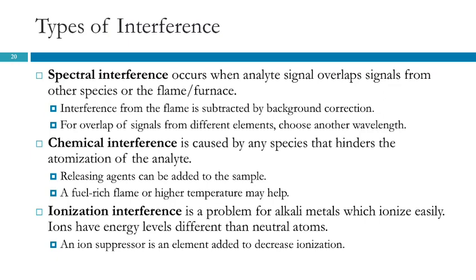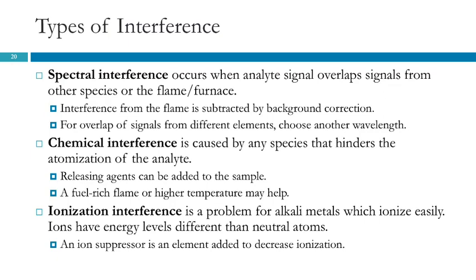If you've got overlap of signals from other elements in your sample, the simplest thing is to choose another wavelength. Elements absorb light at more than one given wavelength, and so the chances are good that if you just choose a different wavelength that it absorbs at, that will not overlap with the same problematic element.